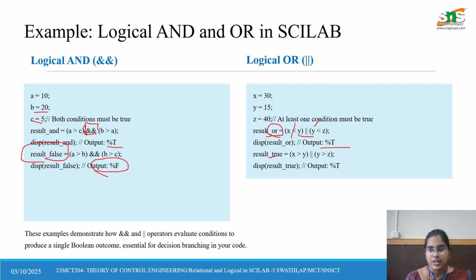Next, for another true condition: if X is greater than Y, yes, the first condition is true. Y is greater than Z, but here you can see Y is not greater than Z. But the condition is an OR condition, so if either condition is true, the output will be true.